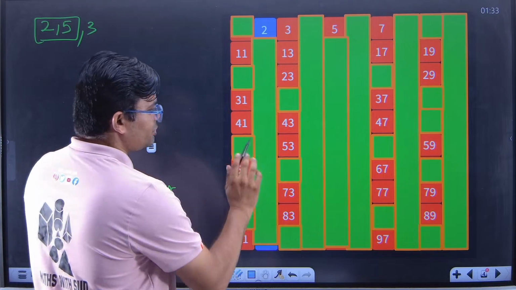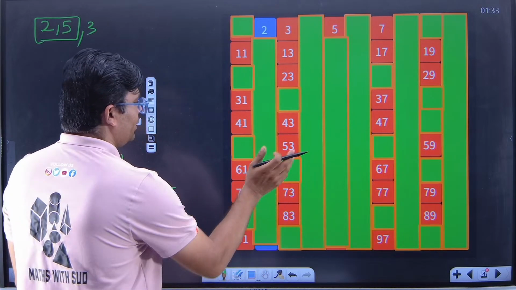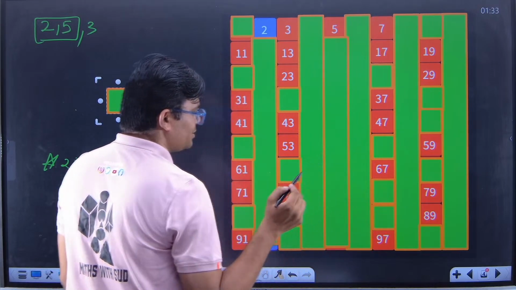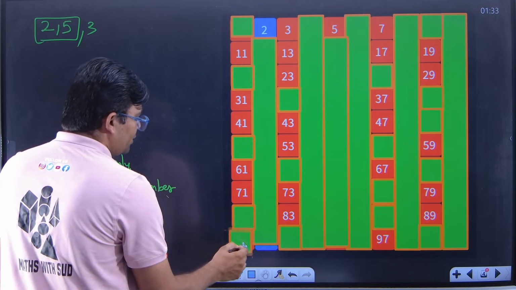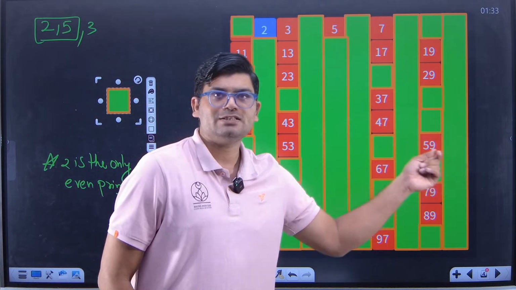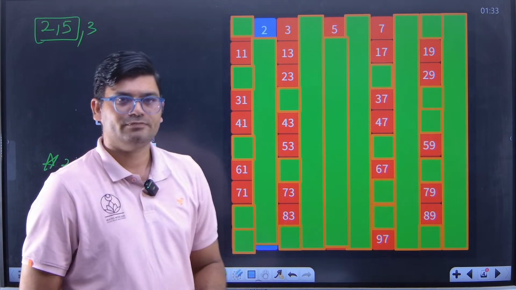7 into 9 is 63. Not needed. 7 into 10 is 70. 7 into 11 is 77. It is divided by 7. And 7 into 13 is 91. So 3 numbers with 7. The 3 numbers are 49, 77 and 91.